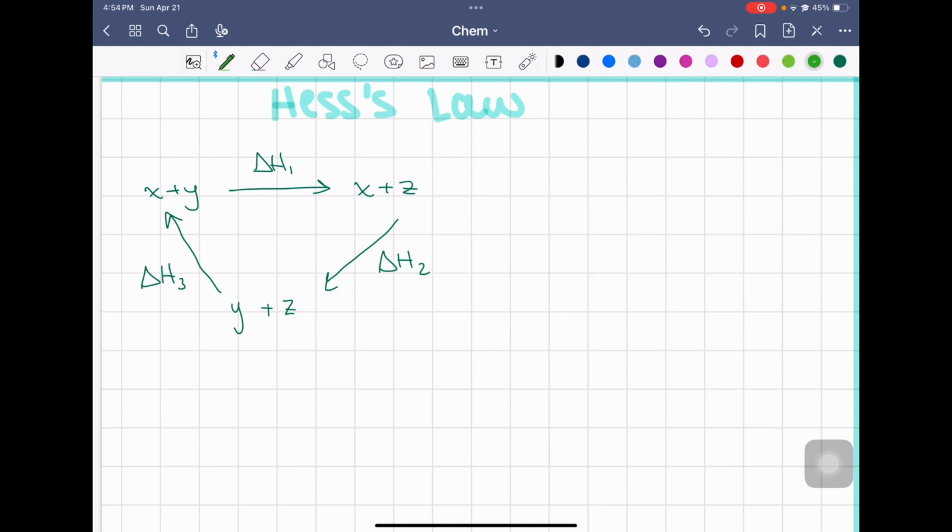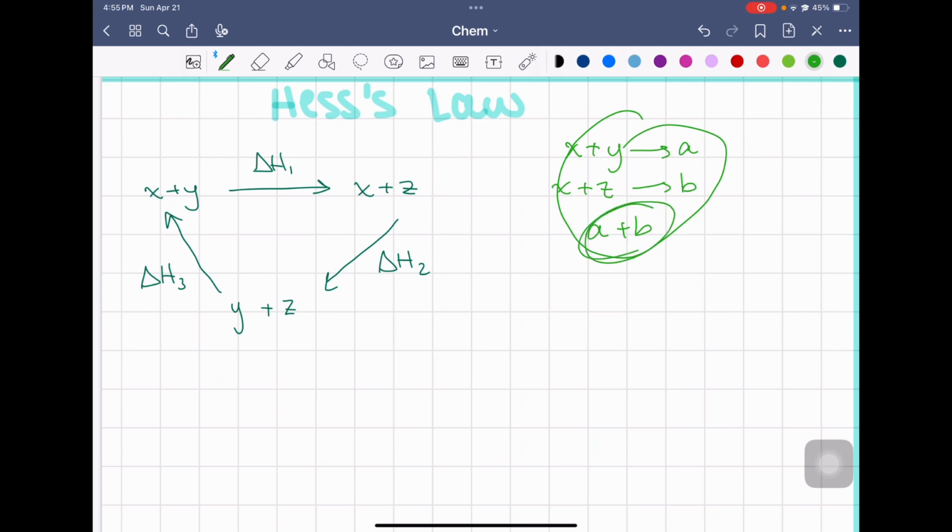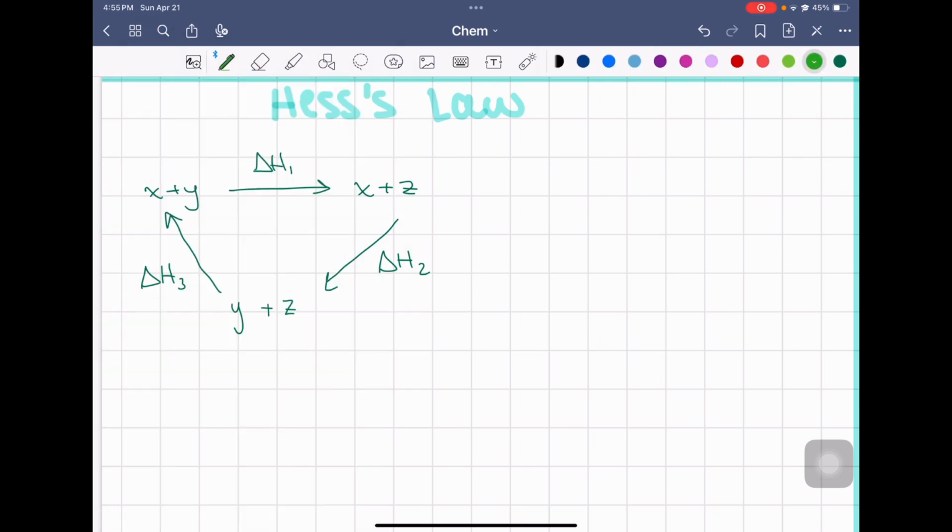So basically, you would have a few equations, and they get you to the final equation. Over here, I wrote x plus y, let's say, gives us a, and then x plus z gives us b. And we're looking to get a plus b, or something like that. Basically, we're using these two equations to help us get to the final one. And that's just what Hess's law is all about. It's about taking another route to get to the same destination.